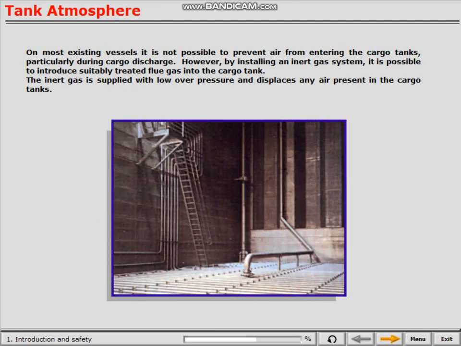On most existing vessels, it is not possible to prevent air from entering the cargo tanks, particularly during cargo discharge. However, by installing an inert gas system, it is possible to introduce suitably treated flue gas into the cargo tank. The inert gas is supplied with a low overpressure and displaces any air present in the cargo tanks.